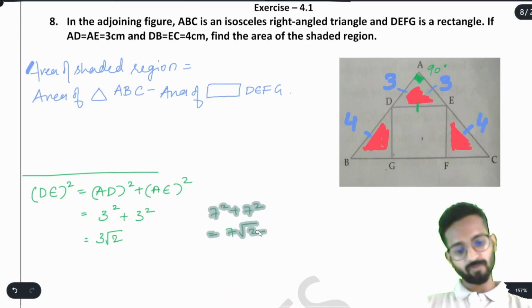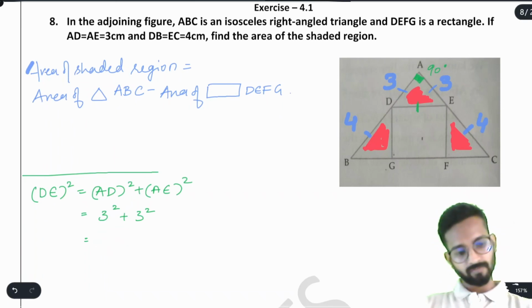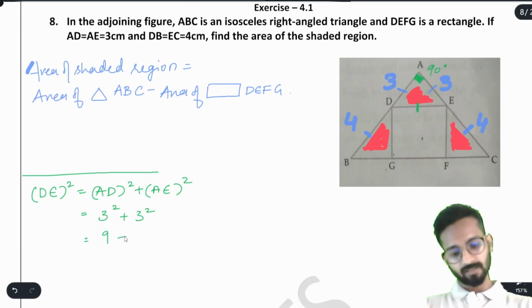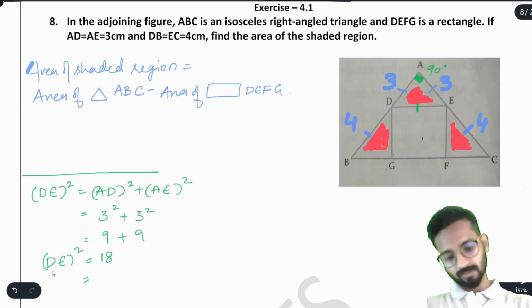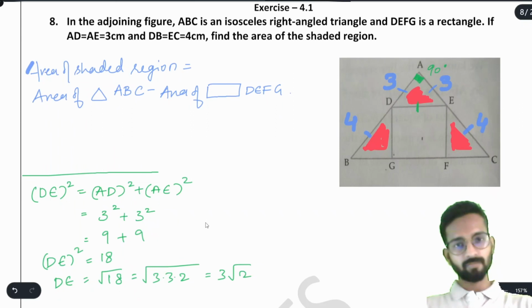There is no problem. If you want to solve the entire thing, you can solve also. I will just show how we will solve, but after this, we will be doing it directly. 3 square is 9 plus 9, that is 18. This is your DE whole square. But if I have to find DE, it is root of 18. Root of 18 means 3 3s are 9, 2s are 18, that is 3 root 2. So your answer will be 3 root 2 only.